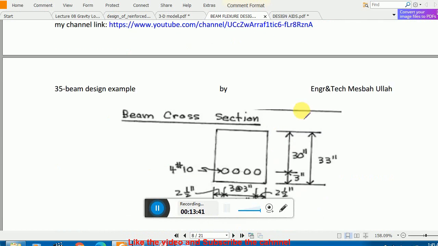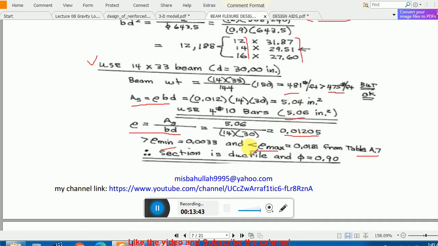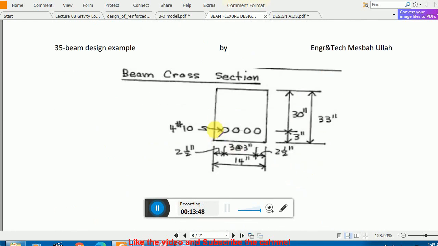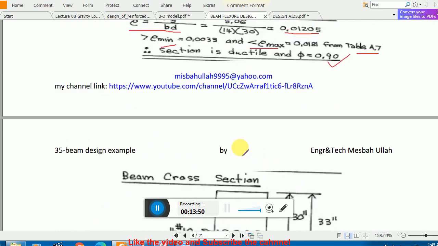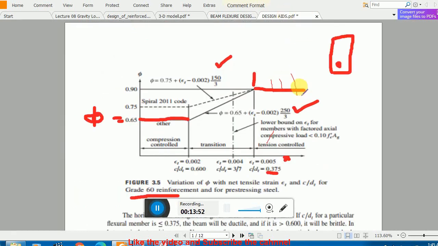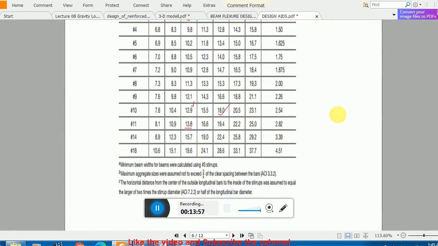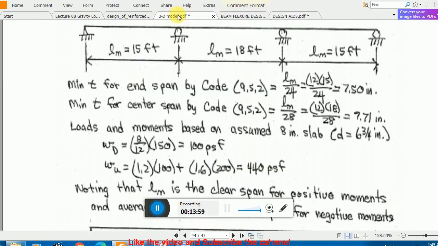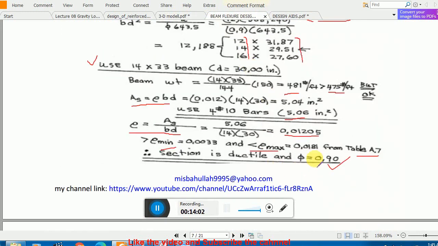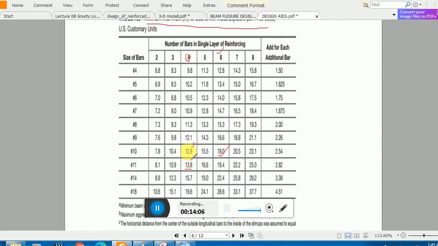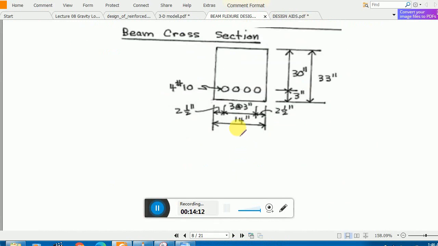The section is tension control, and you can use phi equal to 0.9. Clear? And also you have to check the minimum depth. So the things are simple now. For minimum width you have to use this table. As I am using here, let me show you. You see the number of 4 number 10 bars. So 4 number 10, I think 12.12, this much width I needed, and I already use a width of 14 inches. So I am on the safe side.